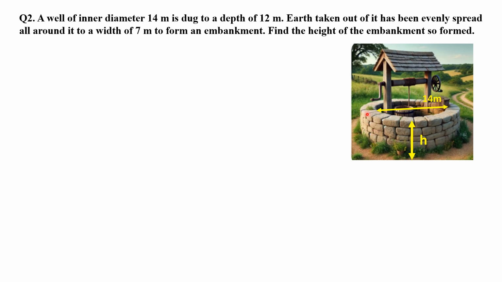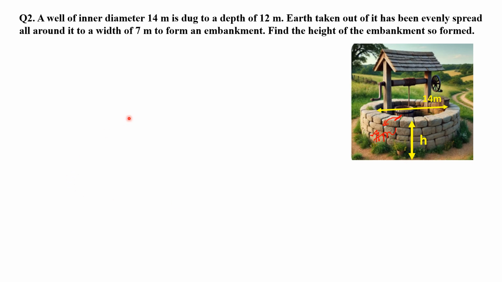So if you see the figure I have shown here, this is the embankment, okay? And it is given the width of the embankment is 7 meter. It means this is 7 meter. Width means if you can see from here, this is the width of the embankment. This is given as 7 meter. And what you have to find? You have to find the height of the embankment. This height you have to find, isn't it?